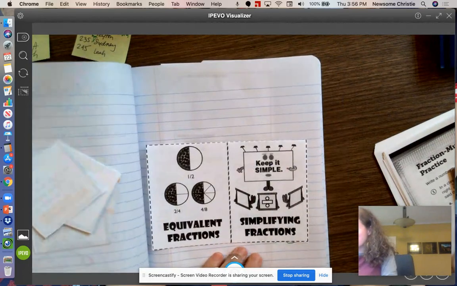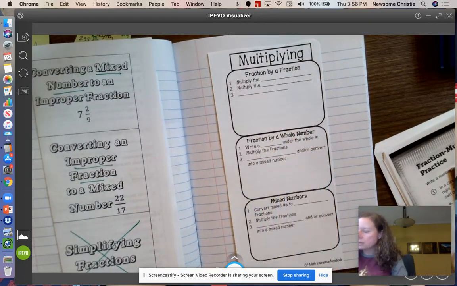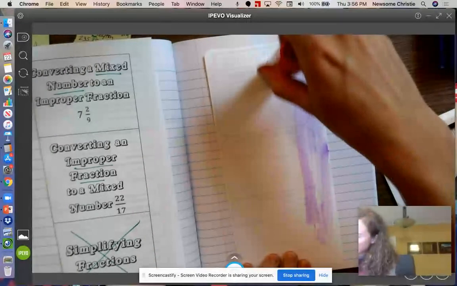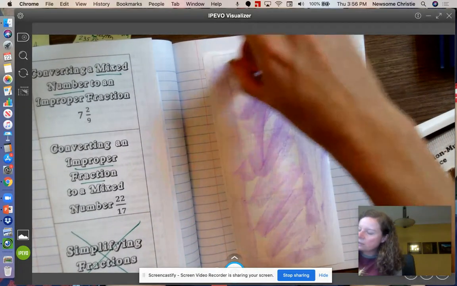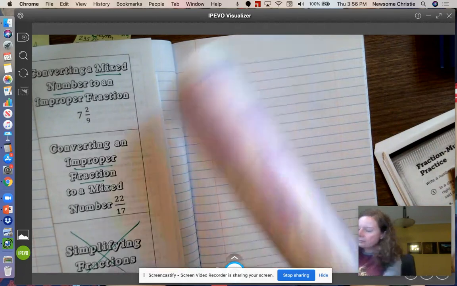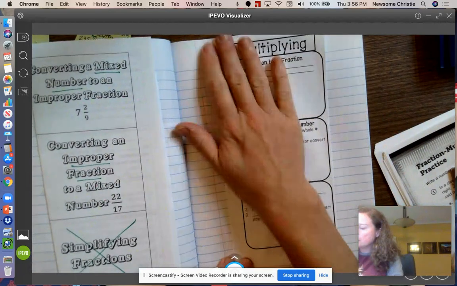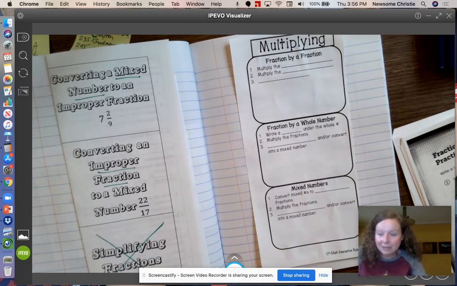So if we flip over, we're going to glue this right here in our notebook and talk about how we multiply fractions. So last year in 5th grade, I know you guys added and subtracted fractions, and you may have even done a little bit of multiplying that year too. But this year, we focus on multiplying and dividing. And to be honest, multiplying and dividing fractions is actually a lot easier than adding and subtracting. Adding and subtracting, you had to have common denominators, and that's always a little bit tricky. But with multiplying and dividing, we don't.